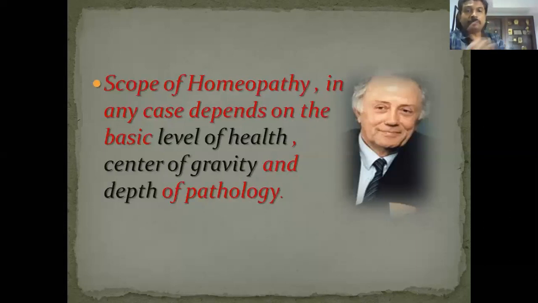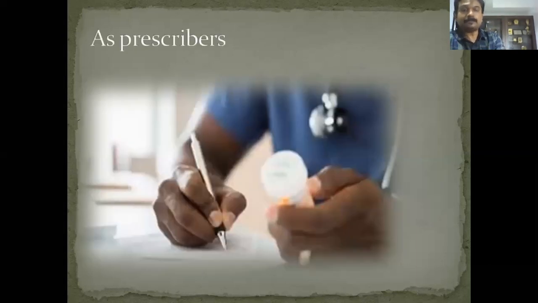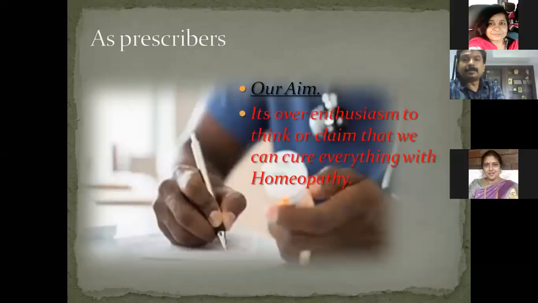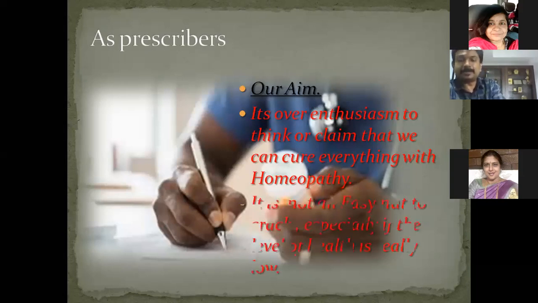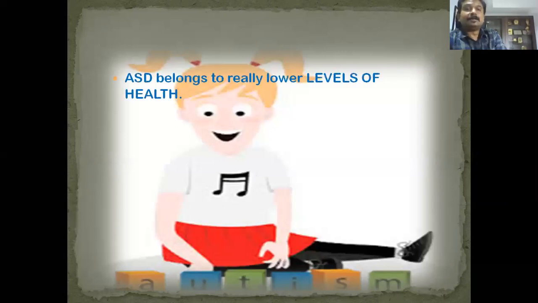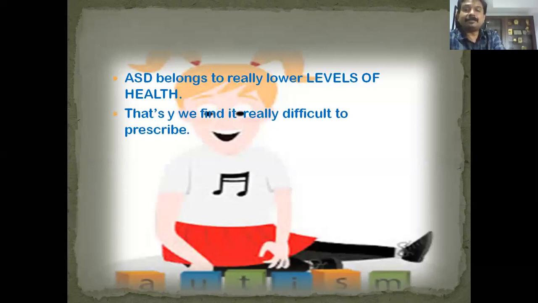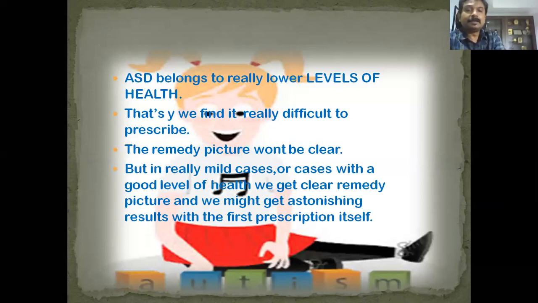Okay, so the scope of homeopathy. As prescribers, it is over-enthusiasm to think or claim that we can cure everything with homeopathy. It is not an easy nut to crack, especially if the level of health is really low. ASD belongs to the really lower levels of health, and that's why we find it really difficult to prescribe. The remedy picture won't be clear. But in really mild cases or cases with a good level of health, we get a clear remedy picture and we might get astonishing results with the first prescription itself.